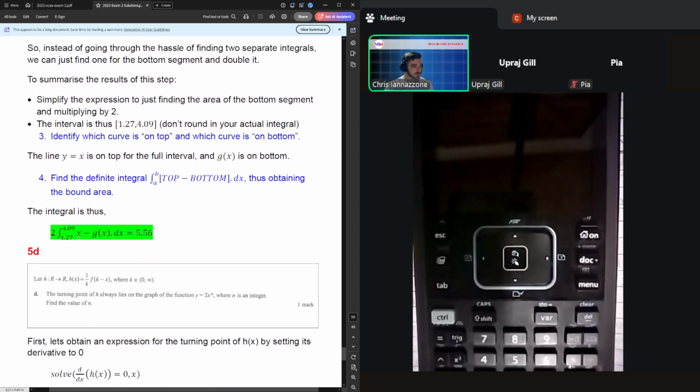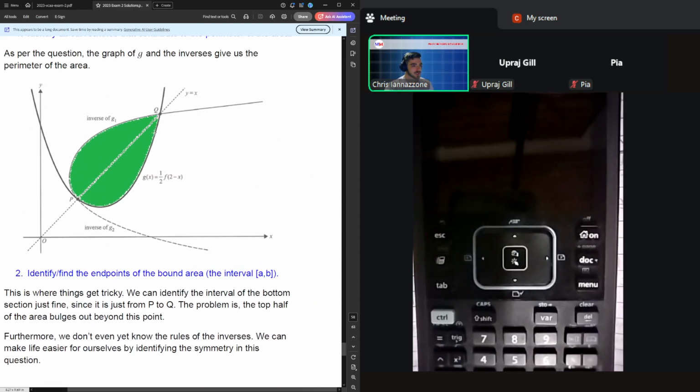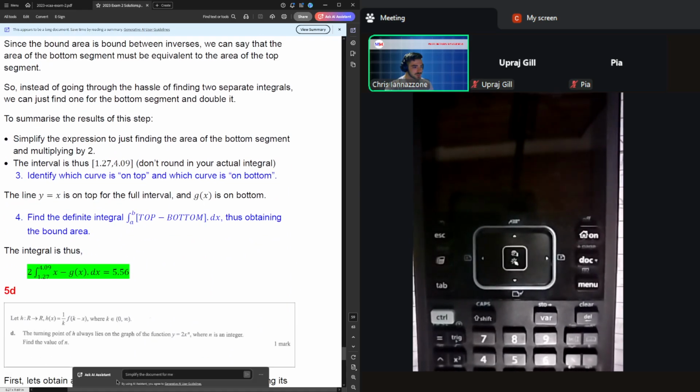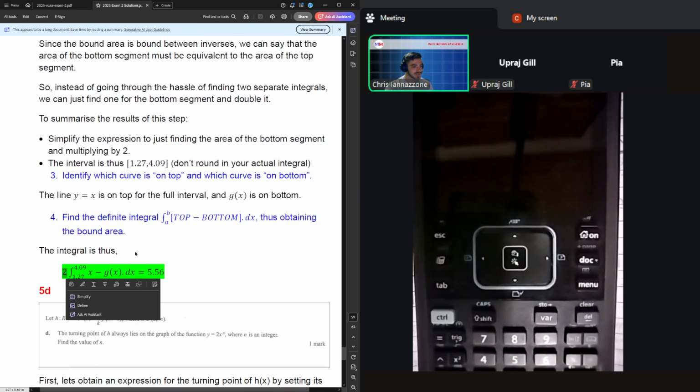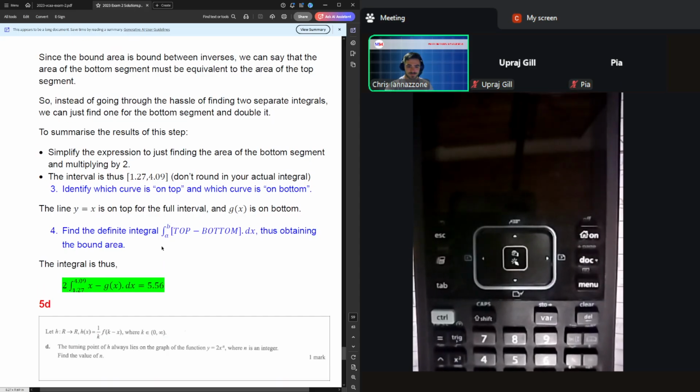So you still do your top take bottom, but because you've only got one top and it's an easy top, y equals x, you're just doing this portion here. You've got an easy bottom, you've already solved it. You're just doing the integral of top take bottom and then slapping a multiplier of 2 on there. Nice.